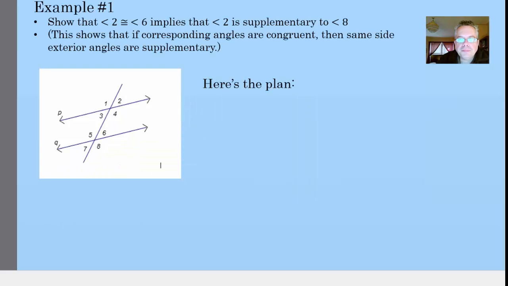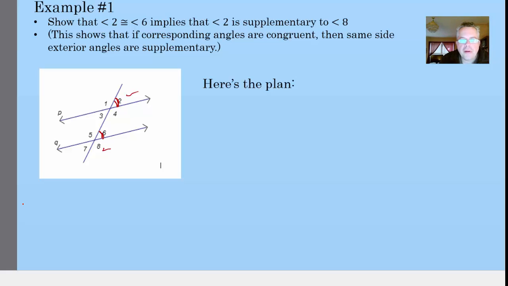Here's our first example. Example number 1 says, show that angle 2 congruent to angle 6 implies that angle 2 is supplementary to angle 8. So what are they talking about? If we look in the figure, we're going to start by assuming that angle 2 is congruent to angle 6. Those are corresponding angles. The fact that corresponding angles are congruent is like the fundamental fact that all the others come from. So we're going to assume that angle 2 is congruent to angle 6, and we want to show that angle 2 and angle 8, which are same side exterior angles, are supplementary, which means their measures add to 180.